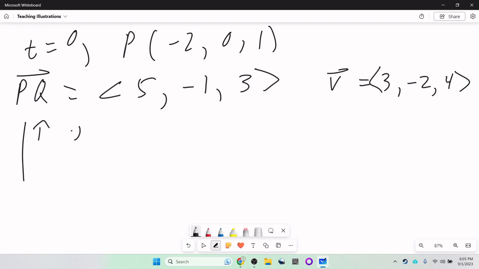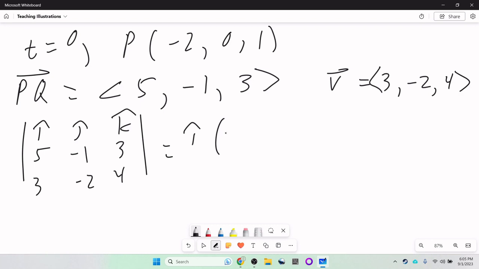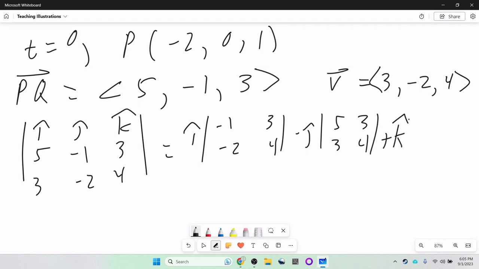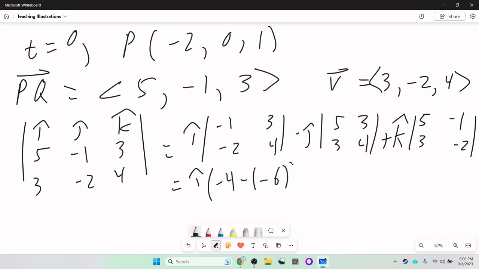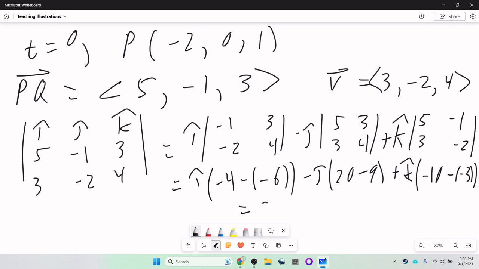So let's see, i, j, k, 5, -1, 3, 3, -2, 4. Let me show the steps here. Still trying to show all the steps at this point. It's i times (-1, 3; -2, 4), minus j times (5, 3; 3, 4), plus k times (5, -1; 3, -2). Which gives us i of (-4 minus -6), minus j of (20 minus 9), plus k of (-10 minus -3). Which comes out to 2i minus 11j minus 7k.